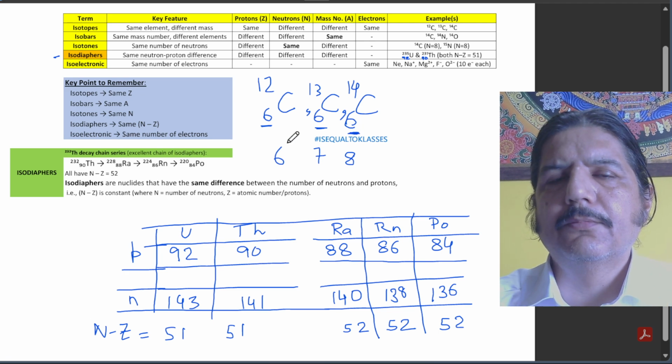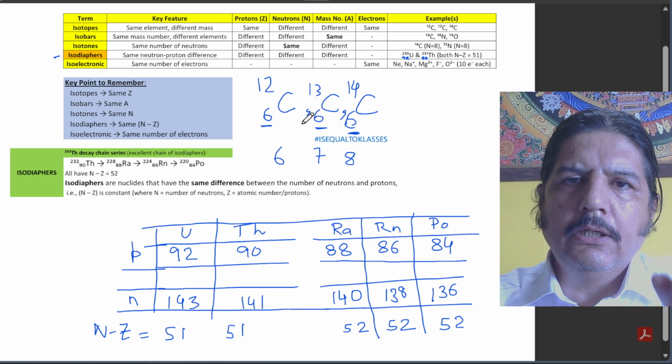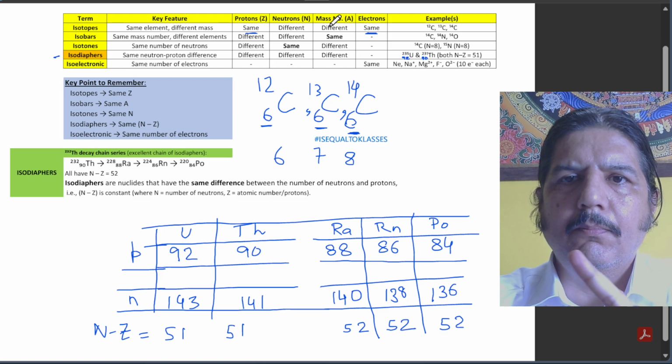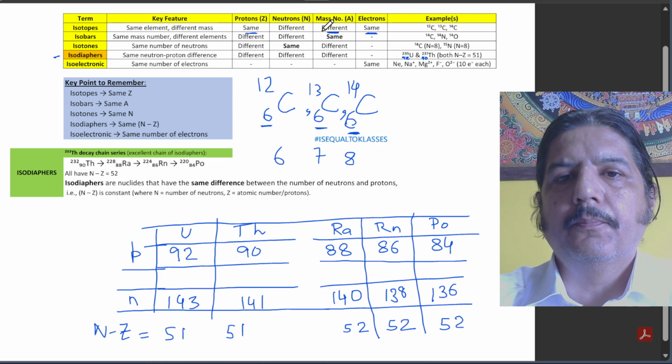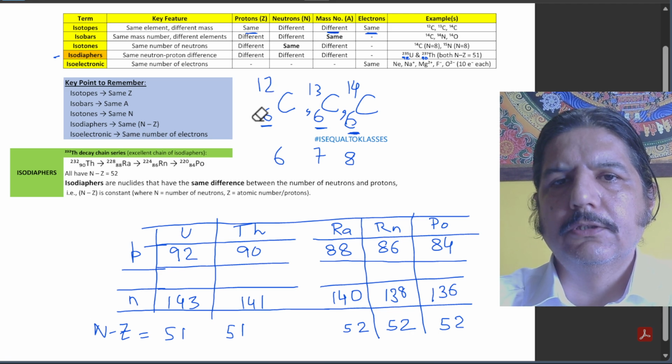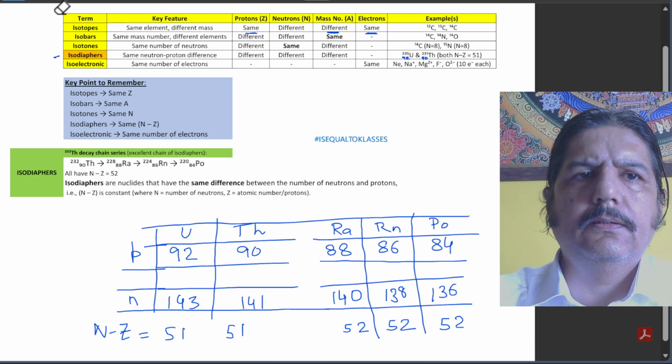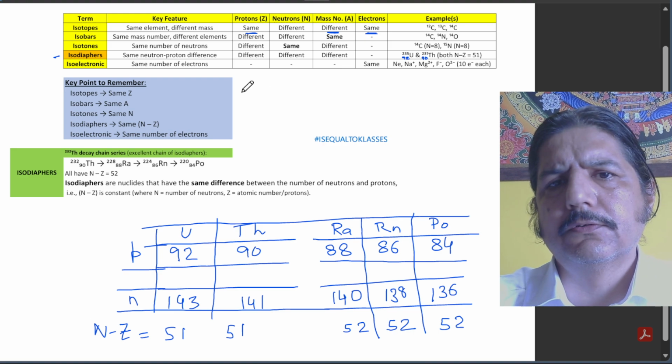So isotopes is something where the atomic number would be the same. That implies the protons and the electrons would be the same, but the mass number would be different. Now, I hope you know this. If there is any doubt, I'll repeat it here. Usually, students are aware of this.